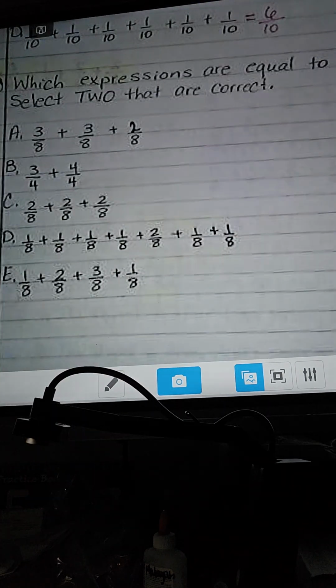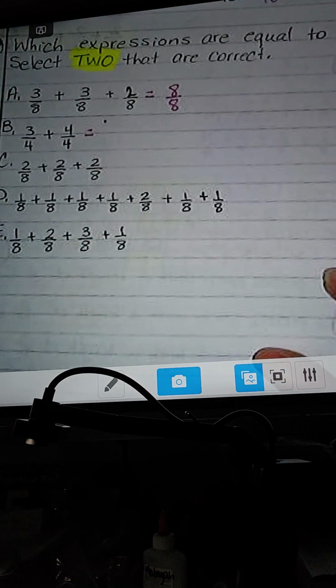All right, number 7. Which expressions are equal to 7/8? Select 2 that are correct. Equal to 7/8. A. 3/8 plus 3/8 plus 2/8 equals 8/8. B. 3/4 plus 4/4 equals 7/8.